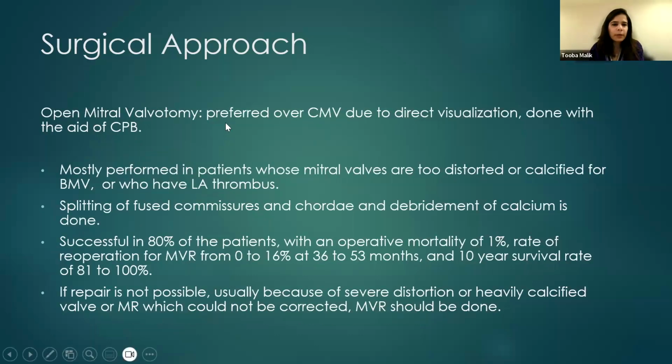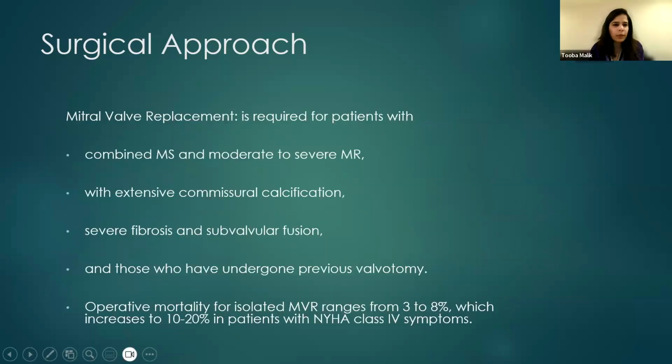Again, like we discussed earlier, if you have combined MS and moderate to severe MR, you would prefer a mitral valve replacement rather than a mitral valve repair or a transcutaneous approach. If you have extensive commissural calcification, severe fibrosis or subvalvular fusion of the mitral valve aperture, so if there is calcification or fusion or fibrosis below the mitral valve aperture, you would prefer to do a surgical approach, a mitral valve replacement, put in a metal valve, rather than do a mitral commissurotomy or a valvuloplasty.